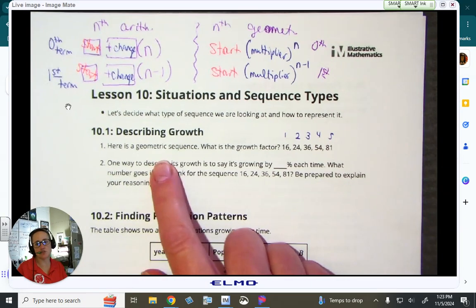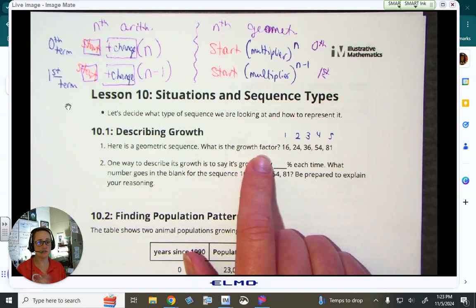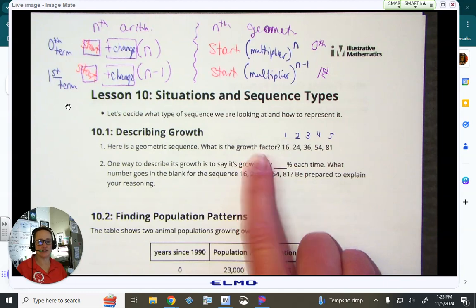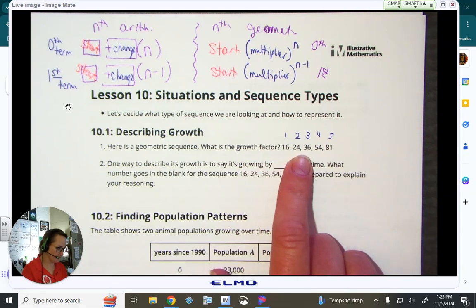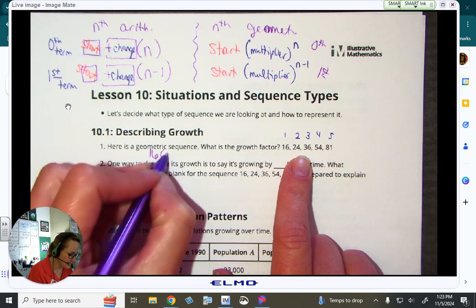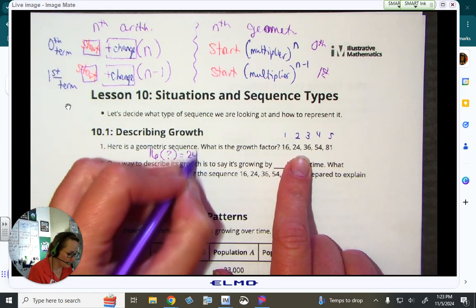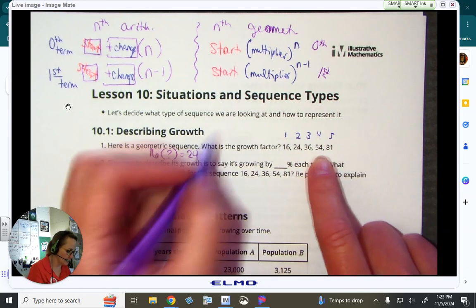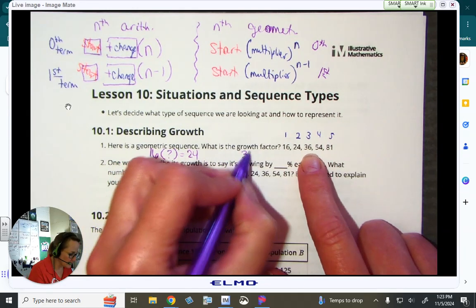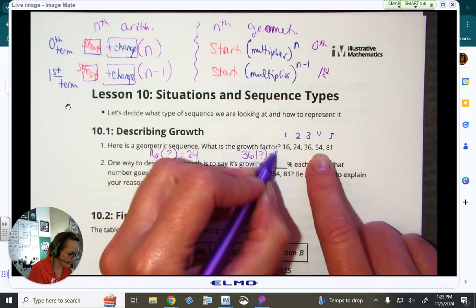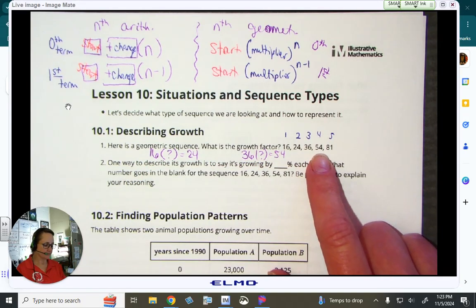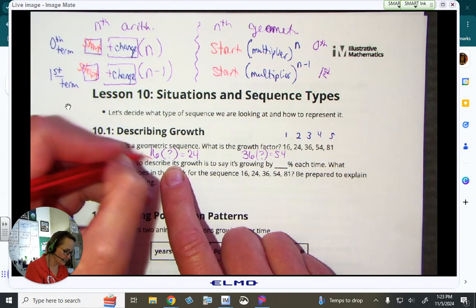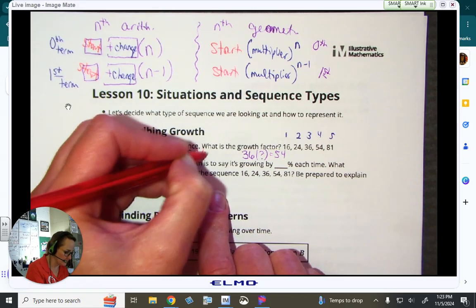10.1 gives us a geometric sequence and asks us just to recall how we find growth factor. So if we know it's geometric, we know we're using multiplication. We can think about it this way, that 16 times something equals 24. And the same is true with any two numbers next to each other, right? They all have to be multiplying by the same number. So 36 times something has to equal 54. And so to find that unknown something, we're going to use opposite operations. In this case, I'm going to divide both sides by 16.